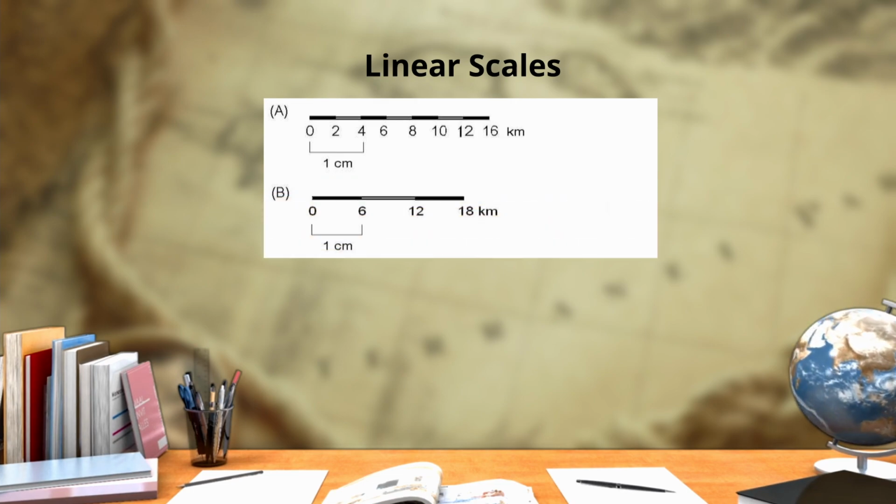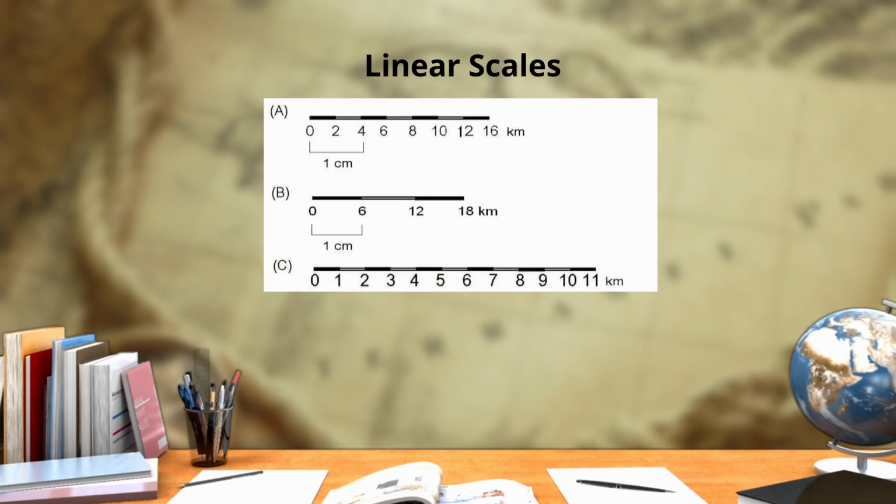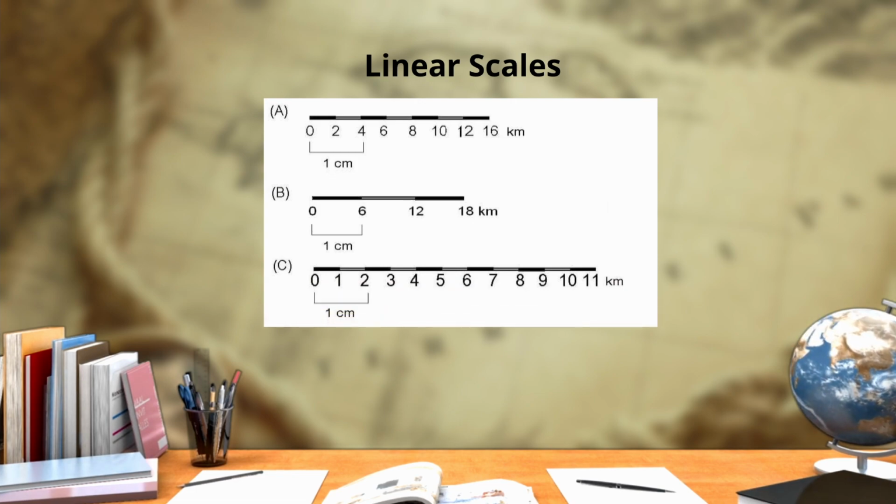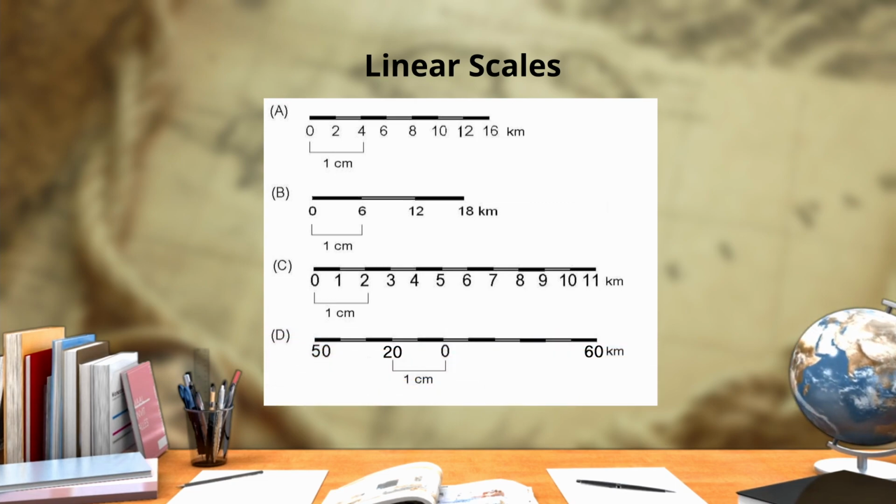Let's look at B. The distance between 0 and 6 is 1 centimeter. The distance between 6 and 12 is 1 centimeter again. The distance between 12 and 18 is 1 centimeter. So we say 1 centimeter on the map represents 6 kilometers in reality. Then C. The distance between 0 and the number 2 is 1 centimeter. So 1 centimeter on the map represents 2 kilometers on the ground. D. 1 centimeter on the map represents 20 kilometers on the ground.